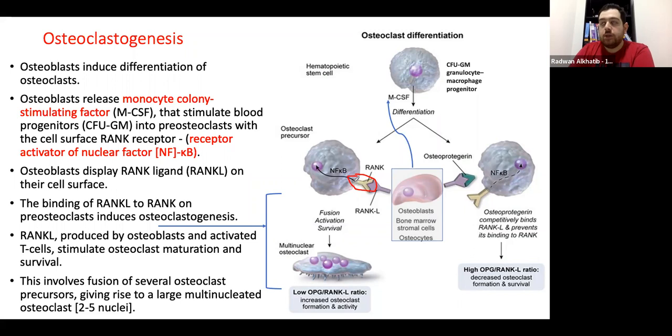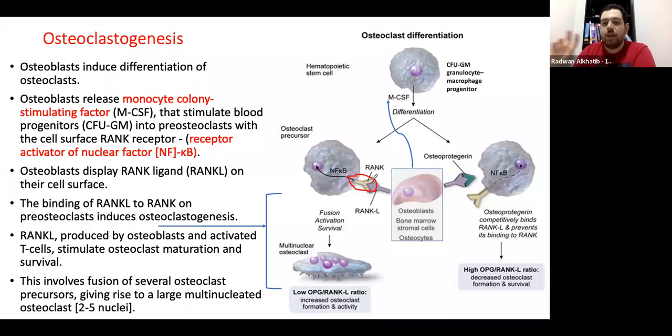Now, this RANK is a receptor on the cell. It's an empty receptor. It's ready to receive any signal, and it's like a lock and key model. So this is the key, this is the lock. And once the key binds to it, the cell will become activated into the multinucleated giant cell that we know that will destroy the bone.